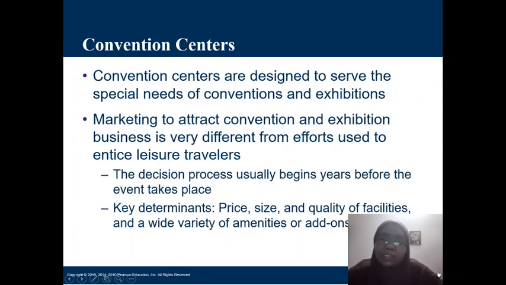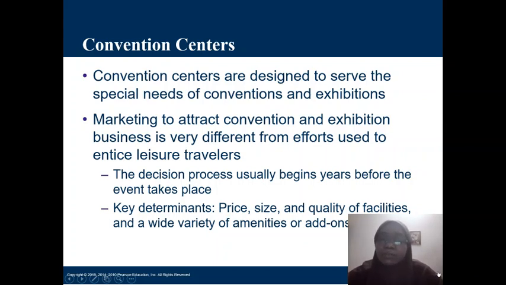Convention centers are designed to serve the special needs of conventions and exhibitions. You must have heard of convention centers, this particular convention center, that convention center. So they are also destinations of tourist attractions because they are specifically designed to serve certain purposes.